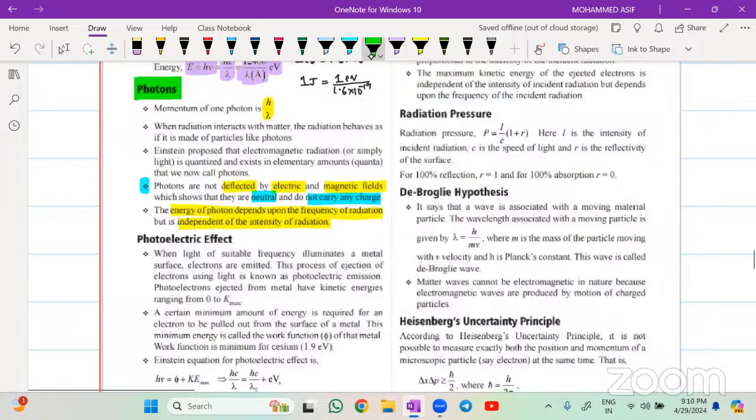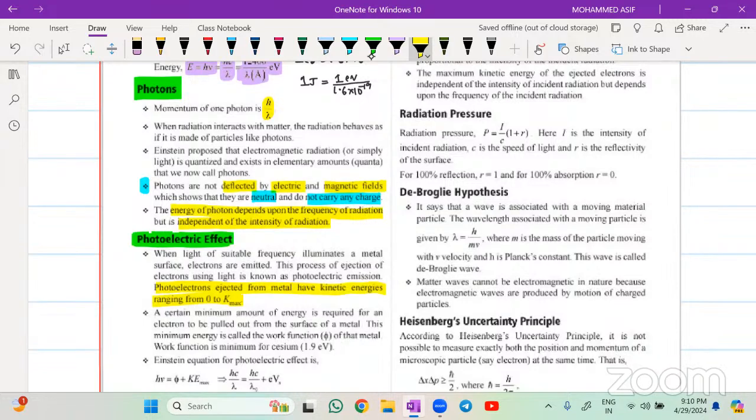Now, what is a photoelectric effect? Very famous. You might have done this one even in chemistry n number of times in the first year. When light of suitable frequency illuminates a metal surface, electrons are emitted. This process of ejection of the electrons using light is known as photoelectric emission. And photoelectrons ejected from the metal have energies from where, beta? 0 to max. This is very important again. Photoelectrons which are ejected from the metals have kinetic energies ranging from 0 to maximum kinetic energy.